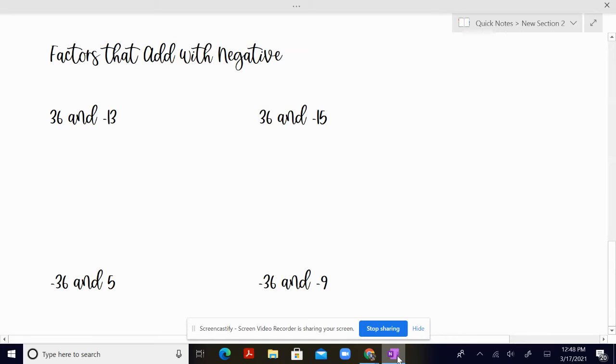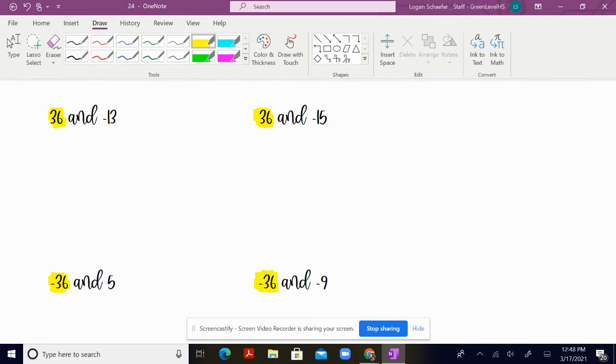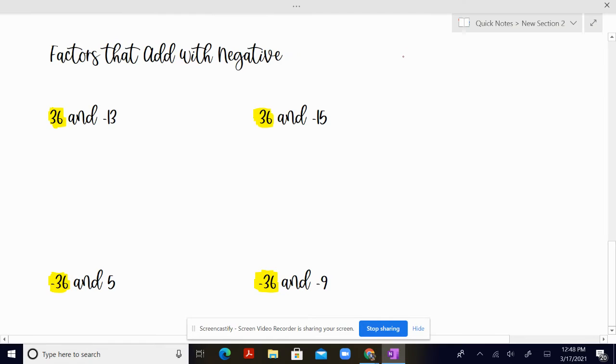Right, so now we're going to look at some negative numbers. We're multiplying to 36 in all these examples. So let's write out all of the factors of 36 before we actually start these problems. I think we've already done it in a previous video, but we'll go through it again.